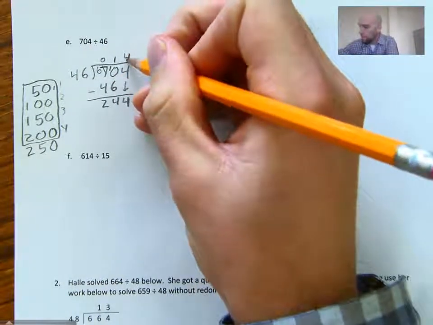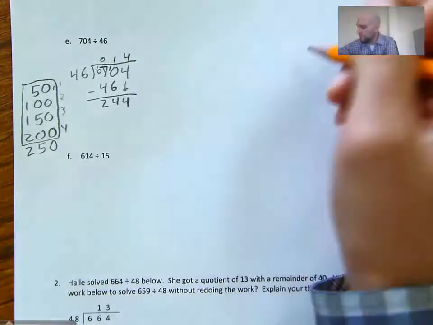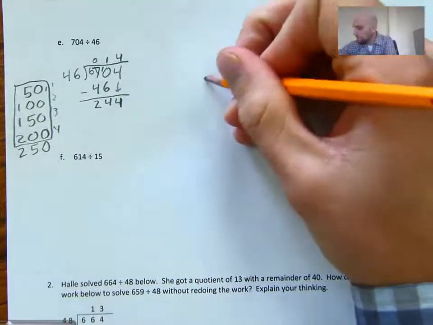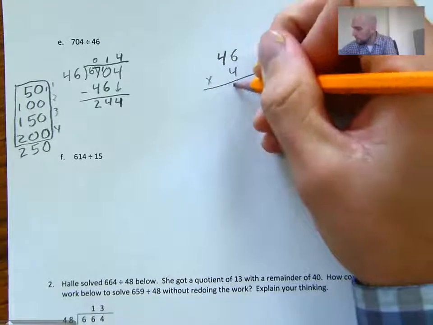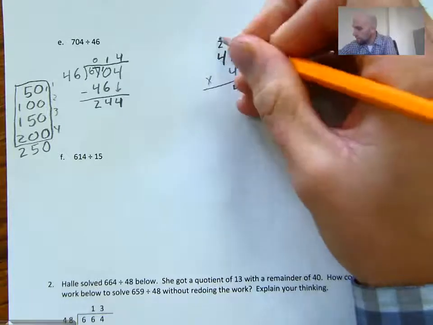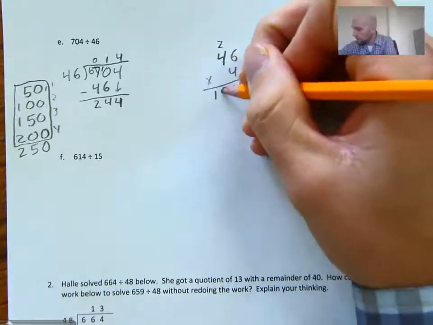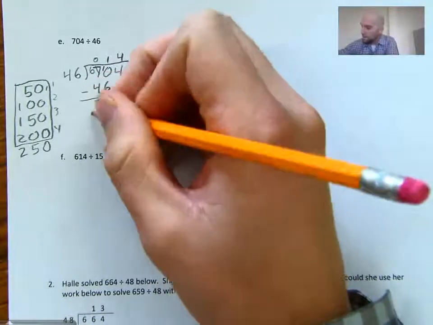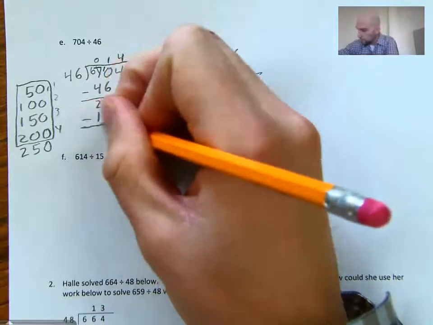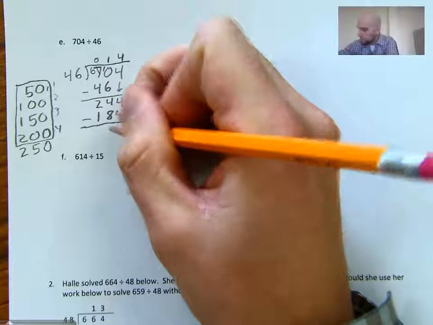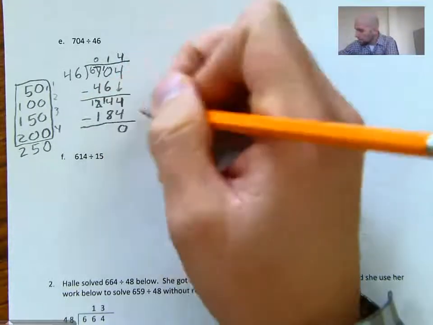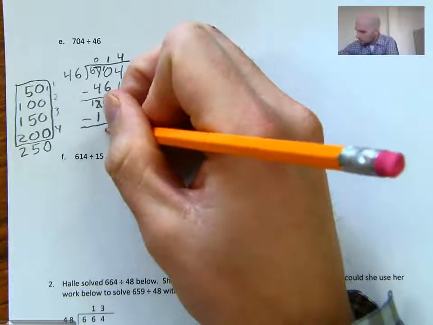I'll put a 4 up here. 4 times 46. We'll use kind of a scrap paper over here. 46 times 4 is 24. 4 times 4 is 16. Plus 2 is 18. And we get 184. And we will subtract. 14 minus 8 is 6.